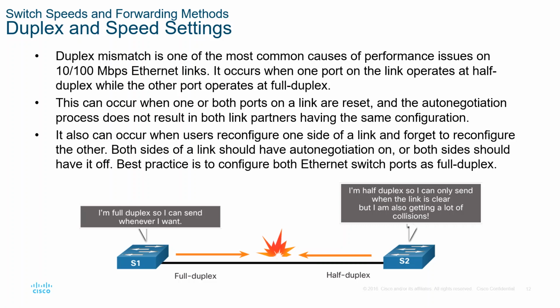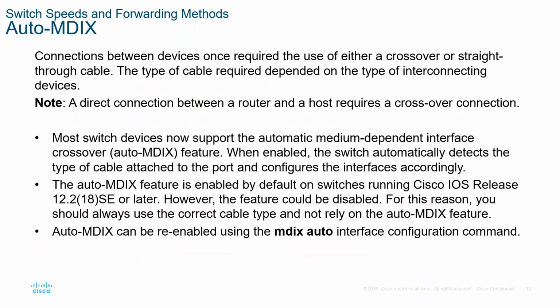Because of this, we have the auto MDIX. So what is auto MDIX? Auto MDIX is automatic medium dependent interface crossover. So what is the function of this feature? The MDIX feature is very useful because when you enable it on a switch, it will automatically detect the type of cable attached to the port and configure the interface accordingly.